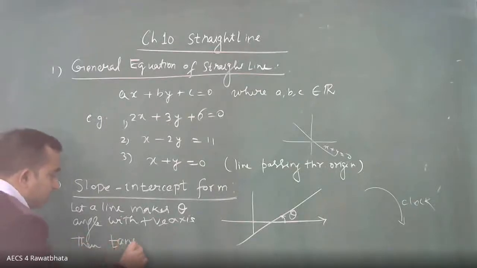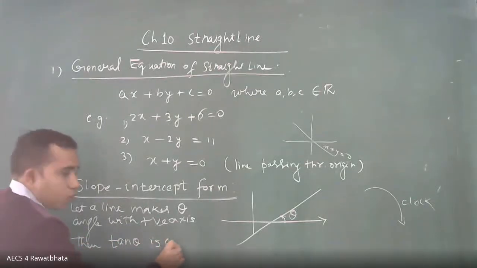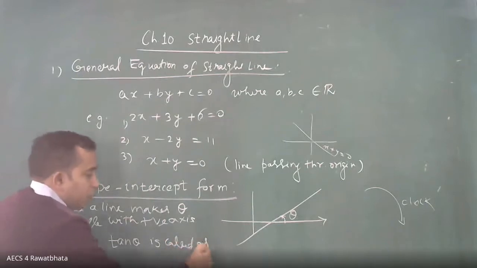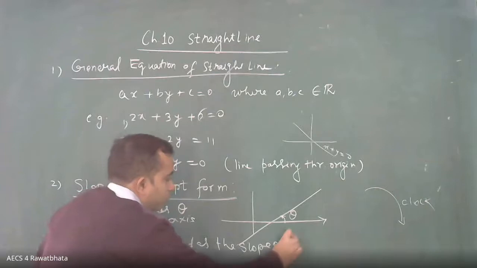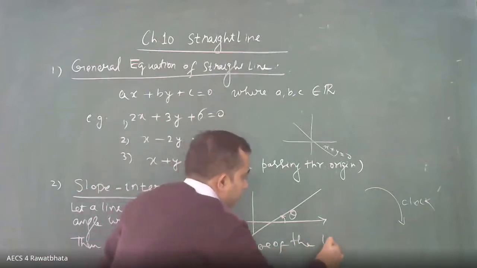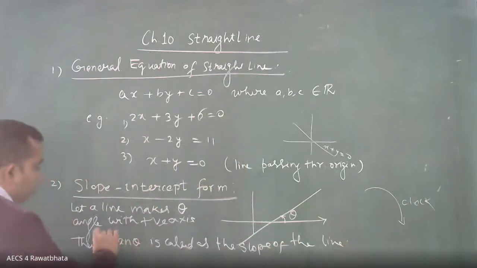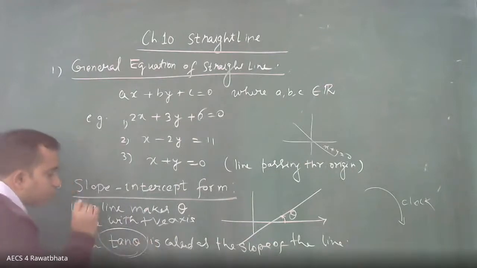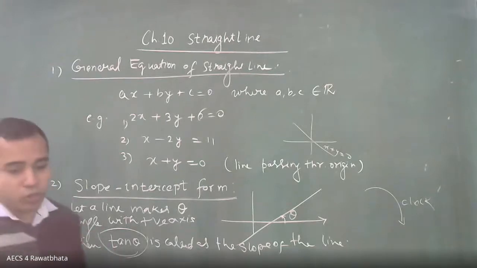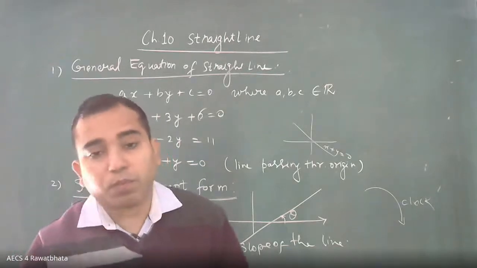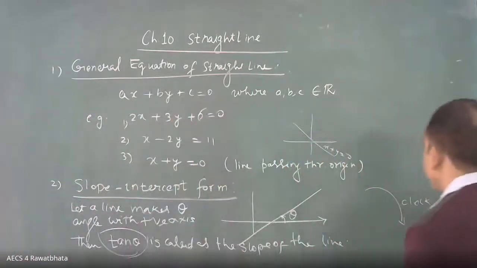Tan theta is called the slope of the line. So slope measurement is done by tan theta, right? Tan theta also can be calculated if some points are given on the line. Let us check how to do that.